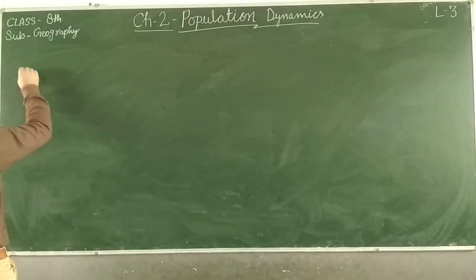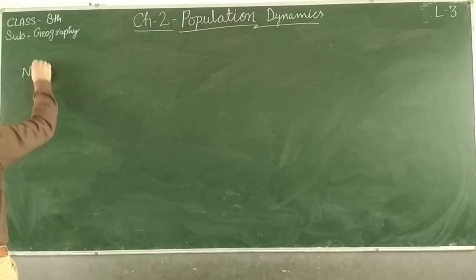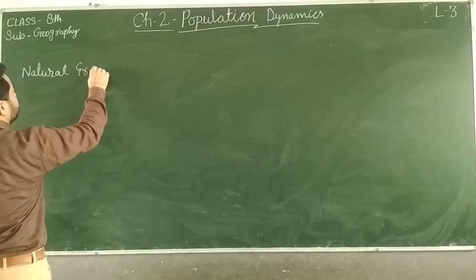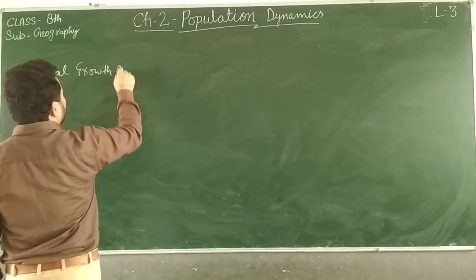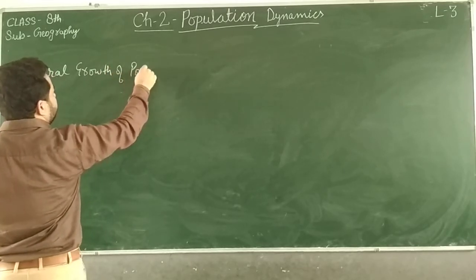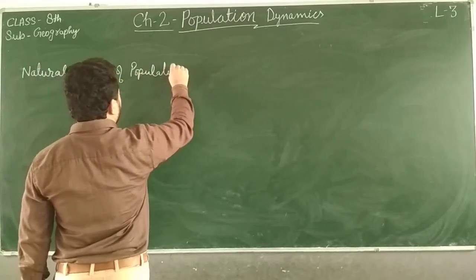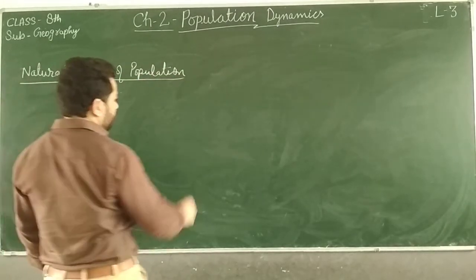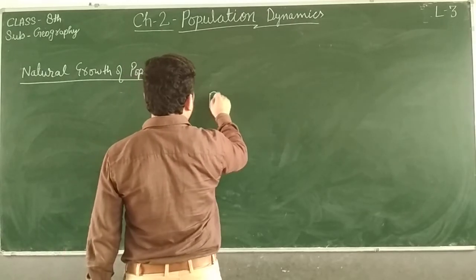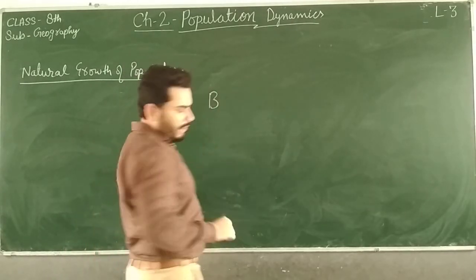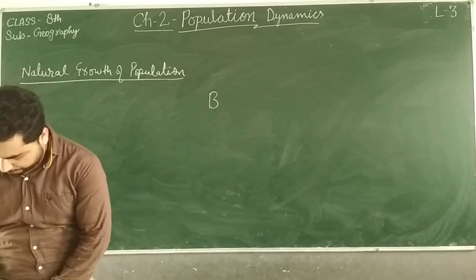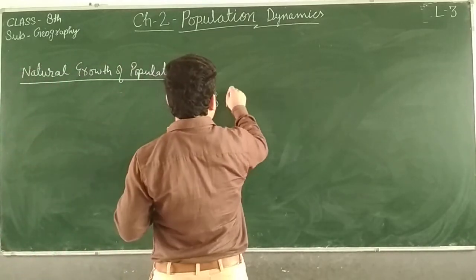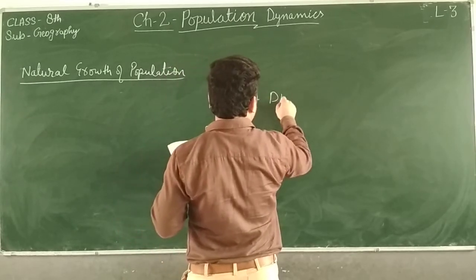How does population grow naturally? Naturally, people are getting born and they are dying. These both things are in the hands of God, right? So it will be birth rate minus the death rate. The difference between the birth rate and death rate is called natural growth of population.